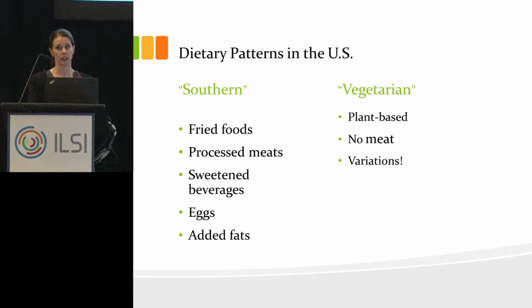The other 2 patterns that I'm going to talk about today are Southern, and that is Southern, the region in the United States. And so this pattern is typical of fried foods, processed meats, sweetened beverages, particularly sweet teas, eggs, and added fats. And finally, a vegetarian pattern. And vegetarian means different things, so we'll talk about some of the variations in that, but in general, vegetarian means no meat, but it can have different interpretations in different contexts, and we'll talk about that a little bit.